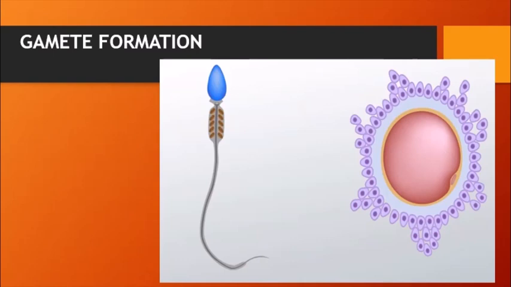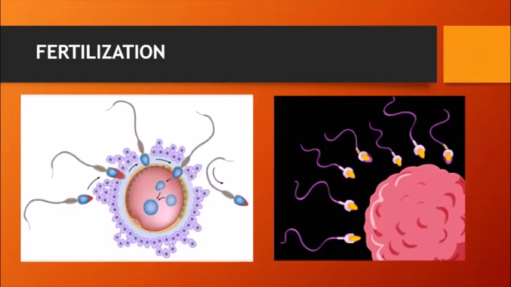So this is gamete formation, how two gametes are formed, that is the male and the female gamete. Now next is fertilization. Fertilization is nothing but the formation of the zygote, and from the zygote the embryo will be formed afterwards. But how is the zygote formed? The zygote is formed by the union of the two gametes, that is the sperm and the ovum. This is called fertilization.